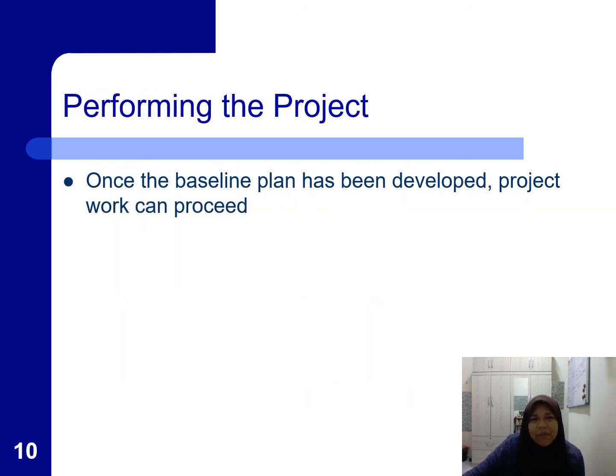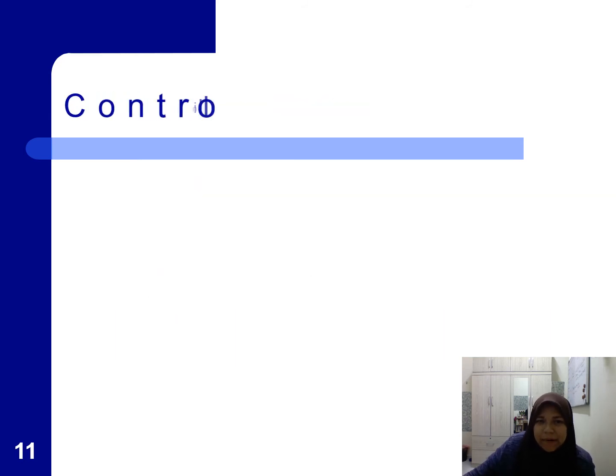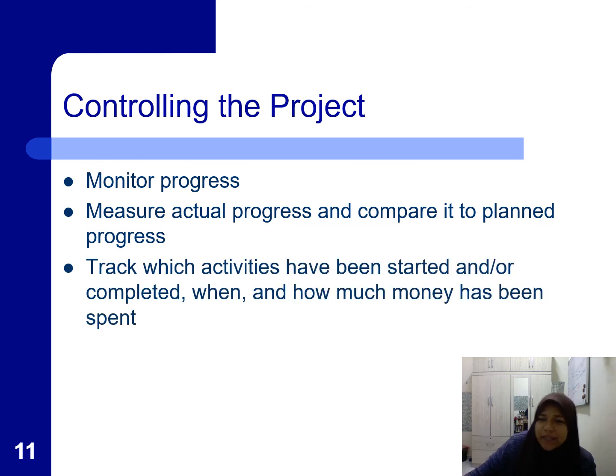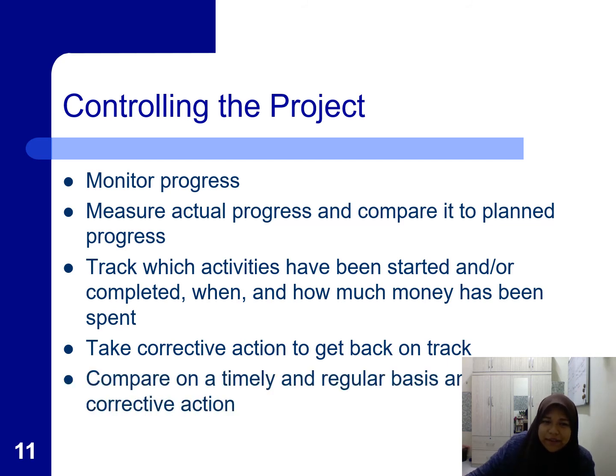Okay, performing the project. Once the baseline has been developed, project work can proceed. So the project team led by the project manager will implement the plan and perform activities. Okay. How to control? It's to monitor progress. You measure the actual and compare it to the baseline. You track whether the activities have been completed or not, or how much money has been spent. And if you're not on track, you take corrective actions to get back on track.